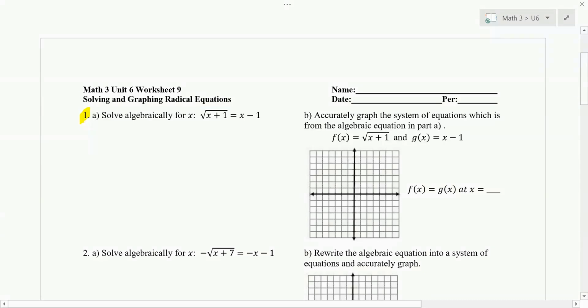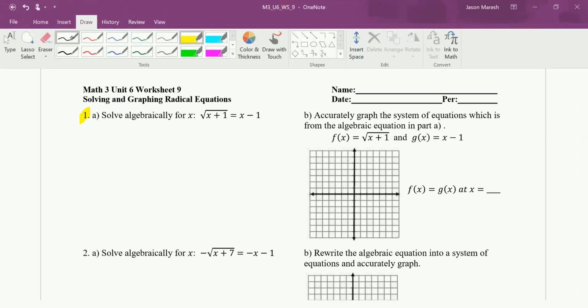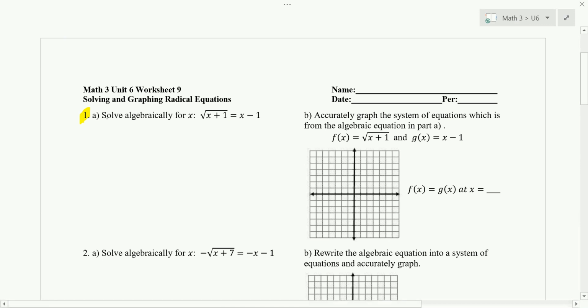I'm going to go over the Math 3, Unit 6, Worksheet 9, Solving and Graphing Radical Equations. We are asked in number 1, part A, to solve algebraically, and I'm going to start that way. We have the square root of x plus 1 is equal to x minus 1. The first step is to isolate the square root, which is already isolated.